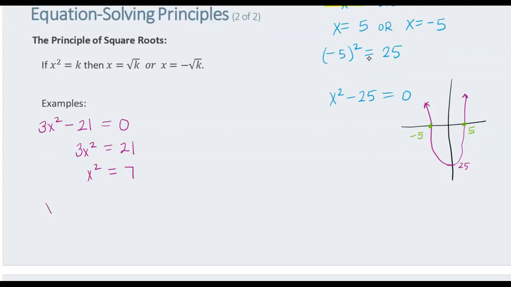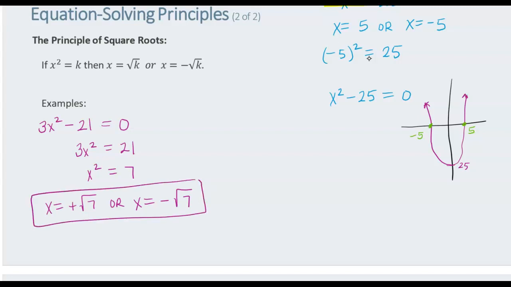So I'll get that x is either equal to positive square root 7 or x is equal to negative square root 7. Again, I'm ending up with two different solutions, and that matches the square that I have as the exponent. Let's look at another example.